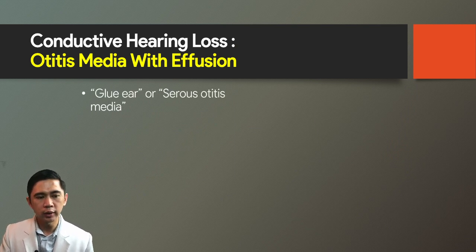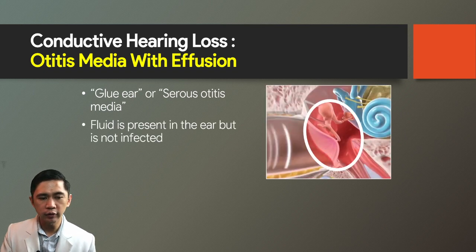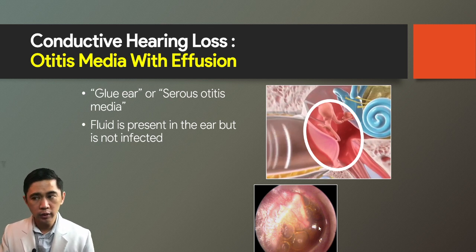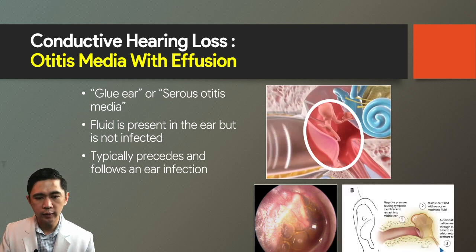Otitis media with effusion. This is sometimes called glue ear or serous otitis media. In this case, the middle ear has fluid but it is not infected. Just like this one, we can see bubbles, meaning that there is fluid, but the fluid is not yellowish or purulent. Otitis media with effusion typically precedes and follows an ear infection. In this case, water is retained in the middle ear cavity even after an otitis media.